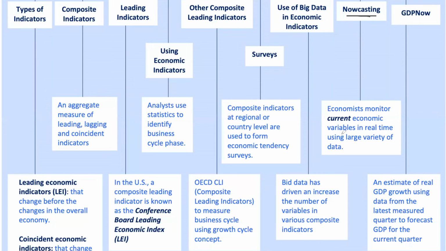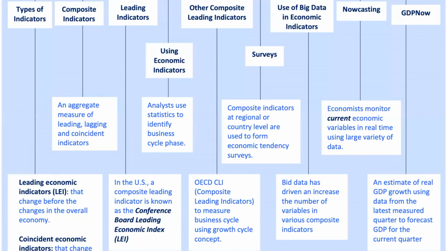Nowcasting, a blend of now and forecasting, involves monitoring economic conditions in real time, like GDP growth and inflation. GDP Now is an example of using current data to forecast GDP for the ongoing quarter. This approach helps policymakers and investors make more timely and informed decisions. For example, during the COVID-19 pandemic, nowcasting techniques were used extensively to monitor real-time economic impacts and adjust policies accordingly.